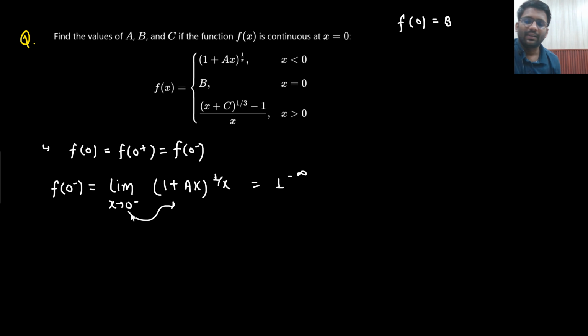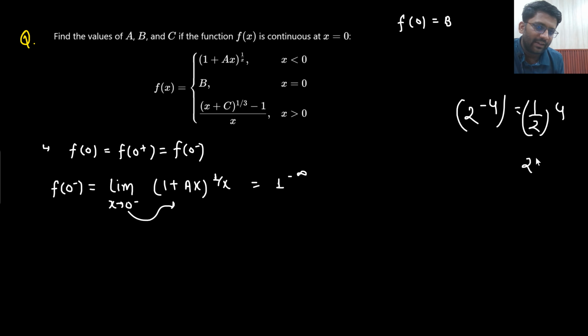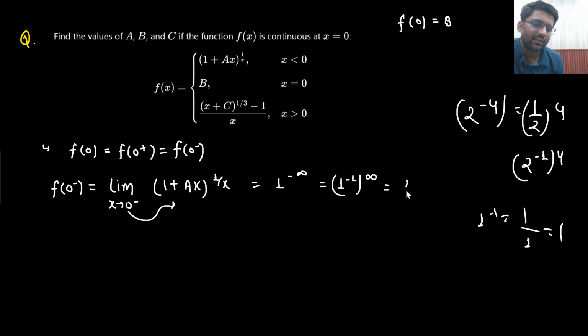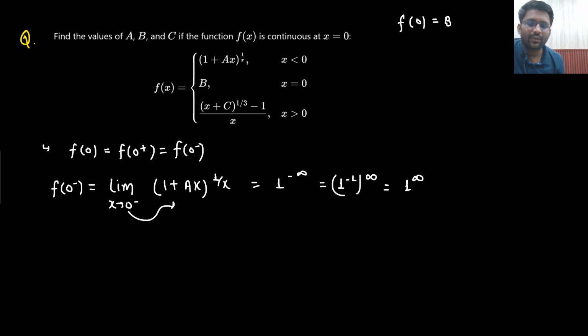Yeah. So what I was saying is that if I put 0 minus here, what will you get? A into 0 will be 0. 1 to the power minus infinity you will get. So 1 to the power minus infinity is equal to 1 to the power infinity only. What I mean to say is, let's say 2 to the power minus 4 is there. What does that mean? It is 1 by 2 to the power 4. So can I write it as 2 to the power minus 1, 4? Similarly here, can I write 1 to the power minus 1, infinity? And what is 1 to the power minus 1? It will be 1 by 1, that is 1 only. So it is nothing but 1 to the power infinity only. So 1 to the power minus infinity or 1 to the power infinity, both are the same thing. Is that understandable to you?